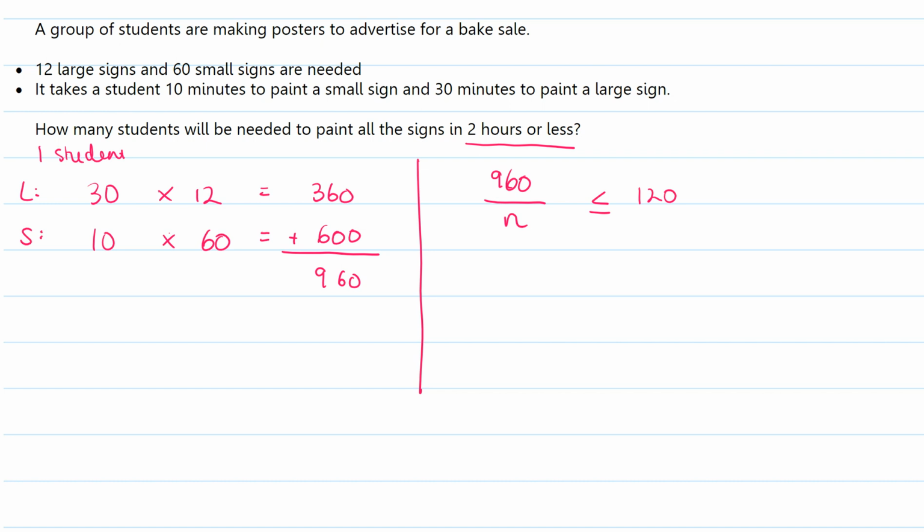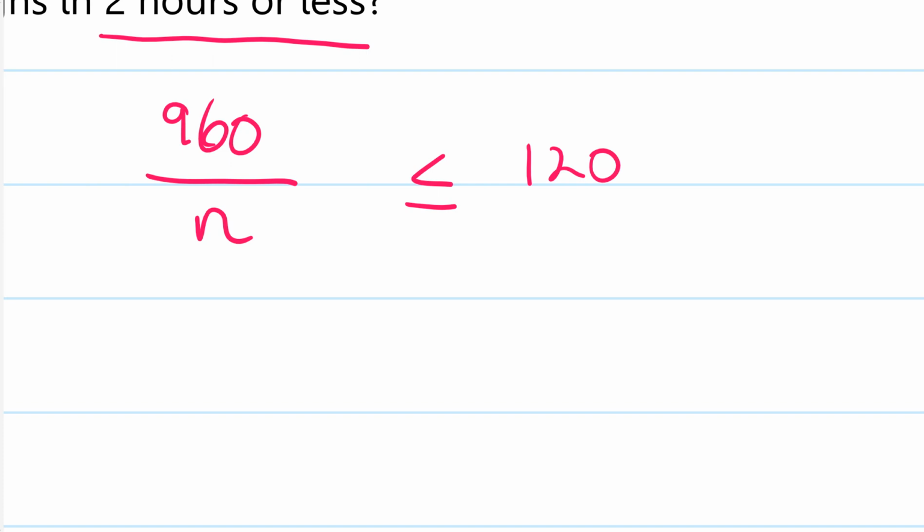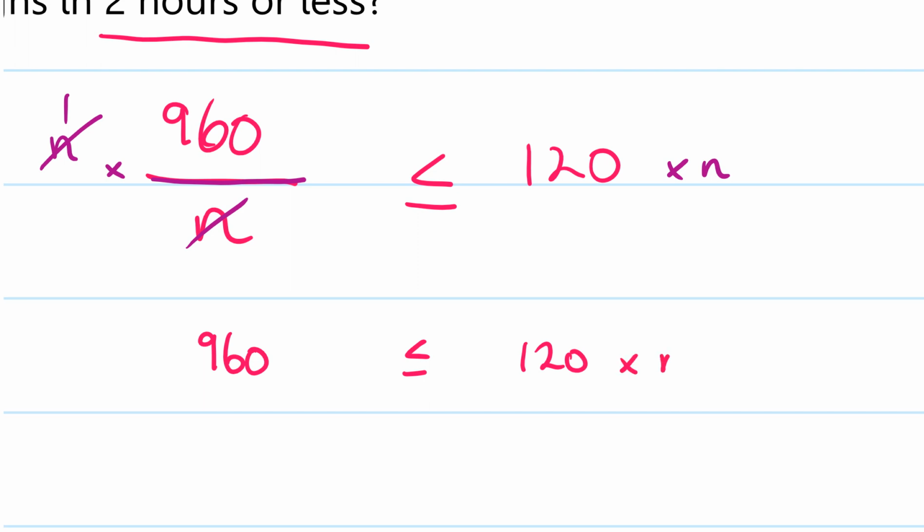So your goal here is to say, well, 960 divided by n needs to be equal to or less than 120. So right here, all you have to do is solve for n. If I times n on both sides, because that's a divide symbol there, n divided by n is 1. So on the left-hand side, you have 960 is less than or equal to 120 times n.